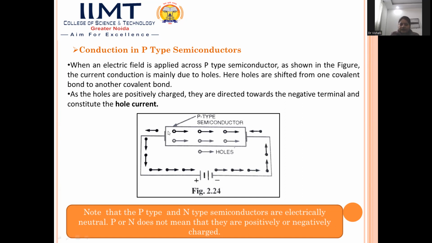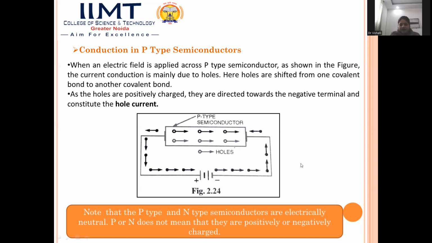Again, we have this p-type semiconductor. We have holes now as the majority carrier. So whenever an electric field is applied across a p-type semiconductor, the current is mainly due to the holes. Holes are shifted from one covalent bond to another. These positively charged holes will be attracted toward the negative terminal of the battery, and that is how the current conduction happens in p-type semiconductors.